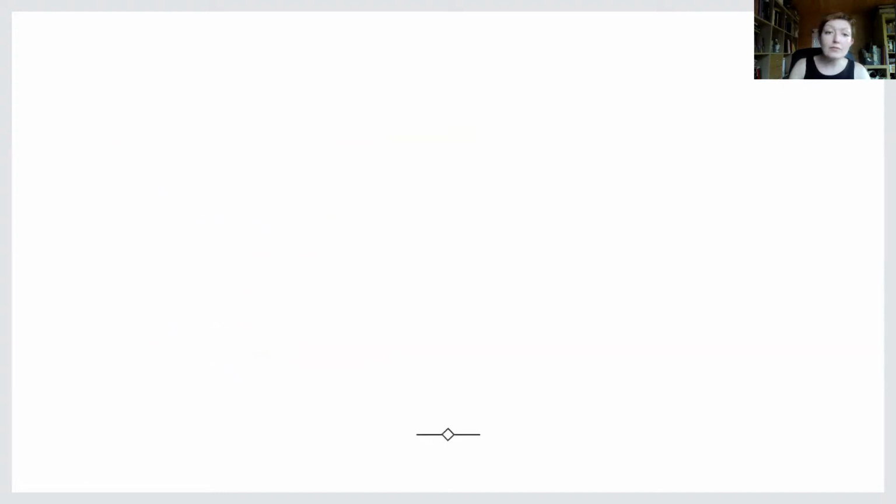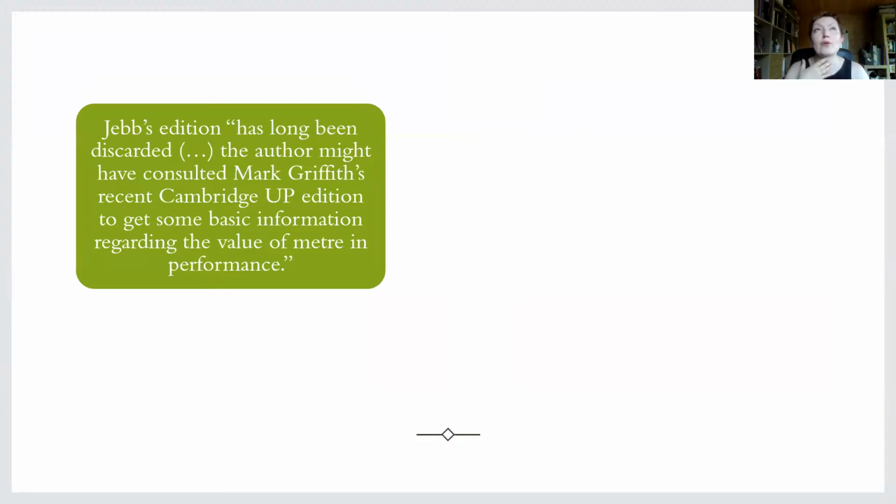And so on. So as an example, I will give you one of those shortcomings that my chapter had according to the reviewer that originally rejected my book for publishing. Jebb's edition, it was an edition, is a translation of Antigone I was using in my book, has long been discarded. The author might have consulted Mark Griffin's recent Cambridge UP edition to get some basic information regarding the value of meter in performance. Now, I was using Jebb's edition because Seamus Heaney, about whom I was writing, was using that edition, which I made clear.